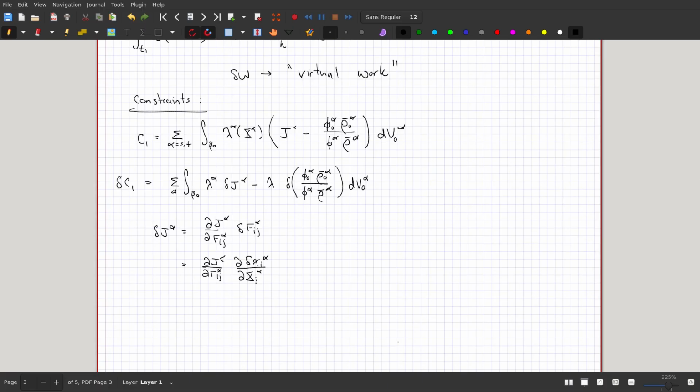I think we already looked at this. Does anybody remember what partial J, partial F is? Basically, that's the partial derivative of the determinant of F with respect to F. If you look back in your notes, we wrote that down. What that works out to is J alpha, F inverse ji alpha, partial del x i alpha, partial x j.